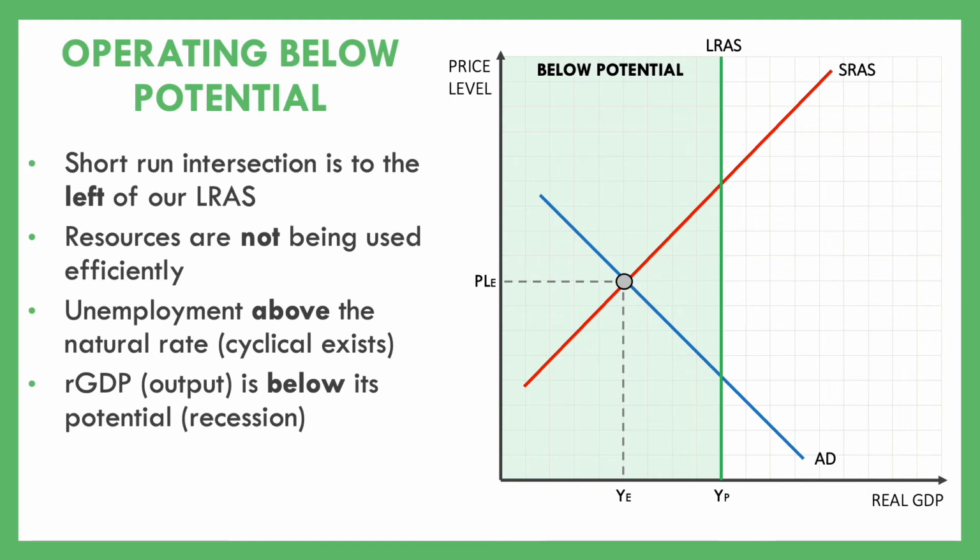And that should make sense to you. Whenever we're in a recession, we have more unemployment. We have some of that bad unemployment. And this space that exists between where we're currently operating, our YE, and where we could be operating, our YP, that's known as a recessionary gap, or sometimes also a contractionary gap.